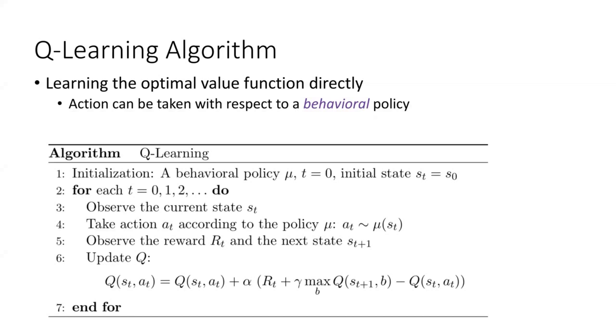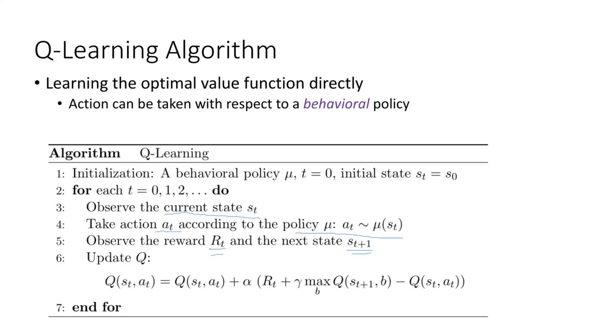You initialize a behavioral policy, and then time t is equal to 0, you start, and then you assume that there is an initial stage. And this is an iterative algorithm. At each time step, you observe the current state st. Given the current state, you can take an action according to the behavioral policy. Then given the current state st and the current action, you will get a reward rt, and then you will get the next state st plus 1.